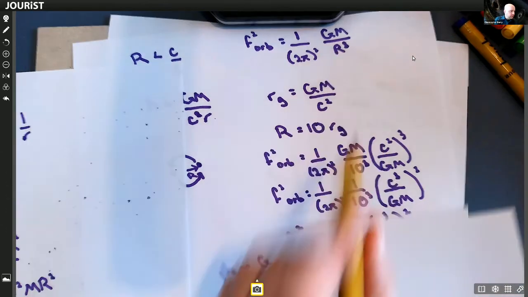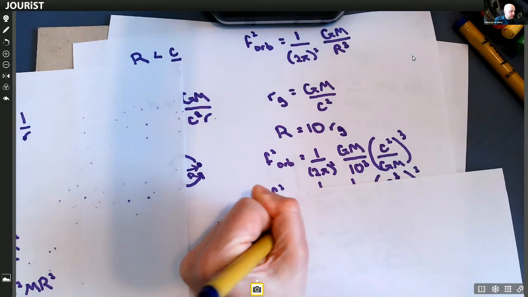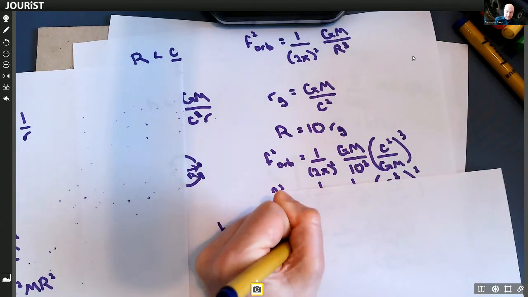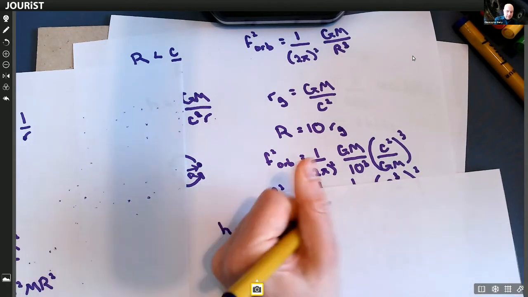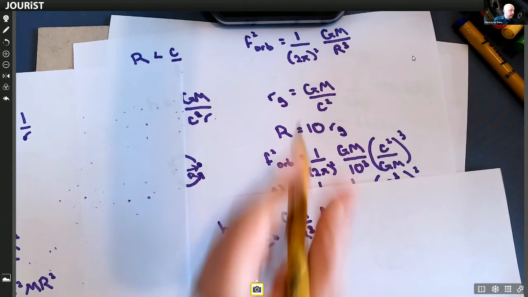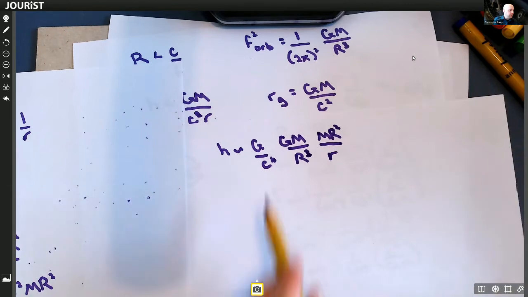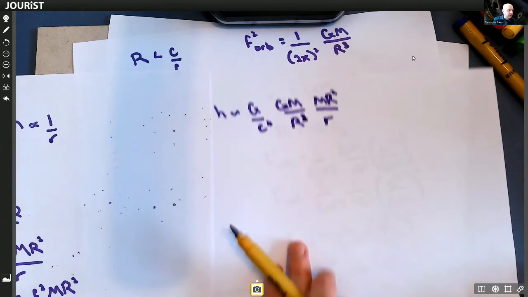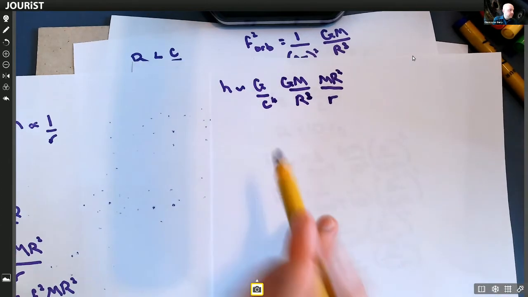GM over r squared, so r cubed, M r squared over r. Okay, I've lost the factors of 2 pi because this is our very approximate twiddly physics, and we don't know if there are some other geometric factors of 2 pi and so on, but it's just something like this.